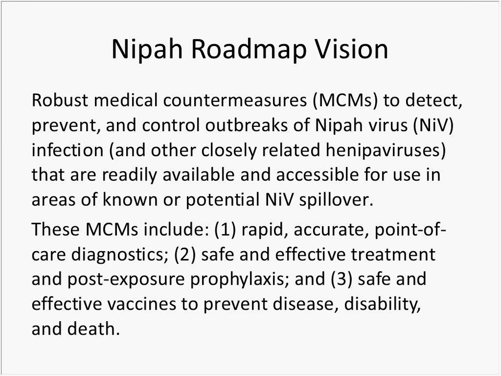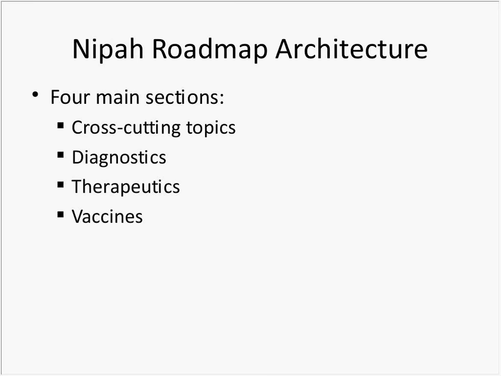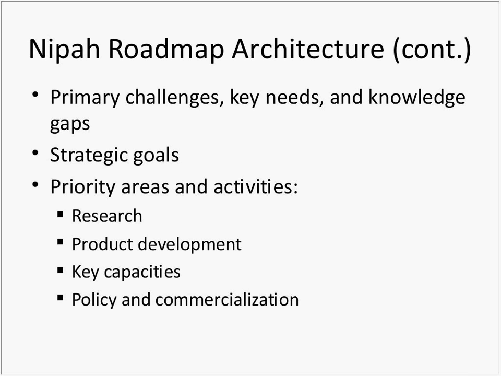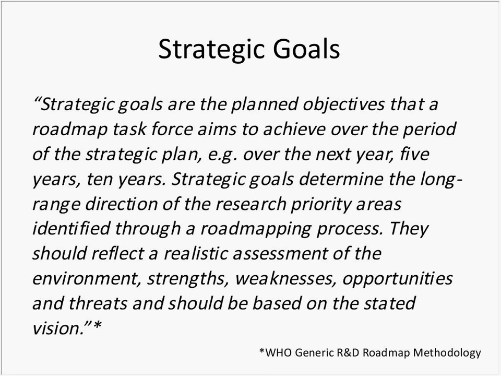Now, in terms of the roadmap architecture itself, this is the first of 2 slides showing what this architecture is about. There are 4 main sections. One is the cross-cutting topics that address all of the different areas of diagnostics, therapeutics, and vaccines. And then, of course, there's an architecture related to each of these particular areas. In addition, primary challenges, key needs, and knowledge gaps have been identified for all of the different areas of product development. Strategic goals are developed, and I'll define that more in a moment. And then priority areas and activities are identified, including research, product development, key capacities at international and even local levels, and then policy and commercialization.